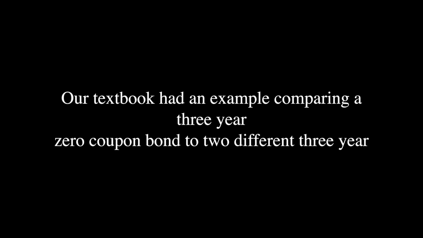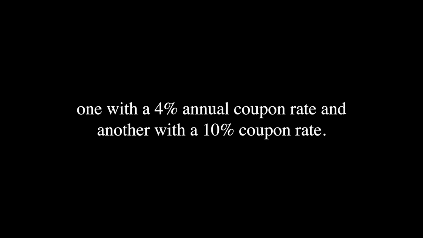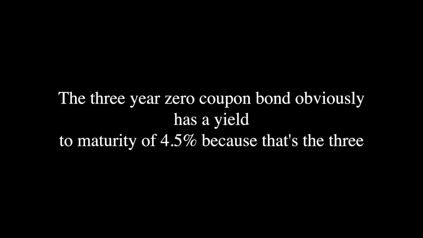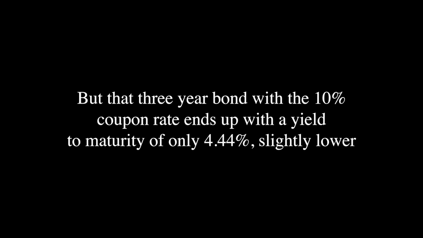Our textbook had an example comparing a 3-year zero coupon bond to 2 different 3-year coupon bonds. One with a 4% annual coupon rate and another with a 10% coupon rate. Oh, yeah, I remember that one. So using those same zero coupon yields we talked about earlier, 3.5% for 1 year, 4% for 2 years, and 4.5% for 3 years, we can calculate the yield to maturity for each of those bonds. Exactly. The 3-year zero coupon bond obviously has a yield to maturity of 4.5% because that's the 3-year zero coupon yield. But that 3-year bond with the 10% coupon rate ends up with a yield to maturity of only 4.44%, slightly lower than that zero coupon bond.